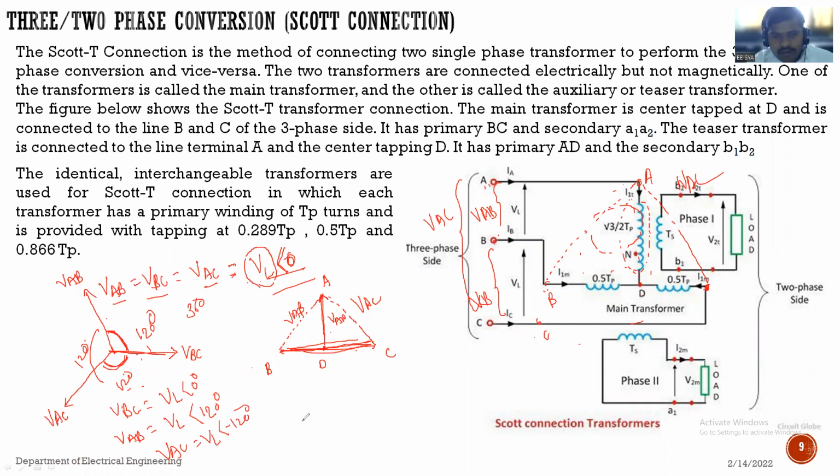Now see, the voltage BC is divided at a central point D, or it is tapped at a central point D, so the turns used in the BC are also centrally tapped.